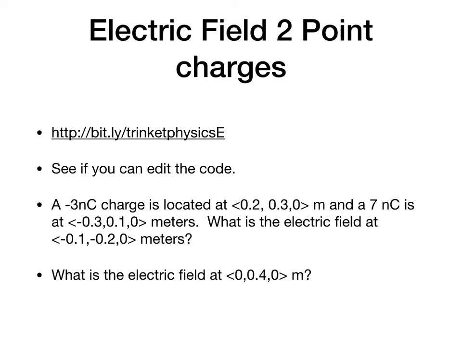So here's some things for you to try. A negative 3 nanocoulomb charge is located at the following location, and the 7 is at the other location. What's the electric field? So you can modify the code and run this and see if you get the answer. And that's all in the thing.